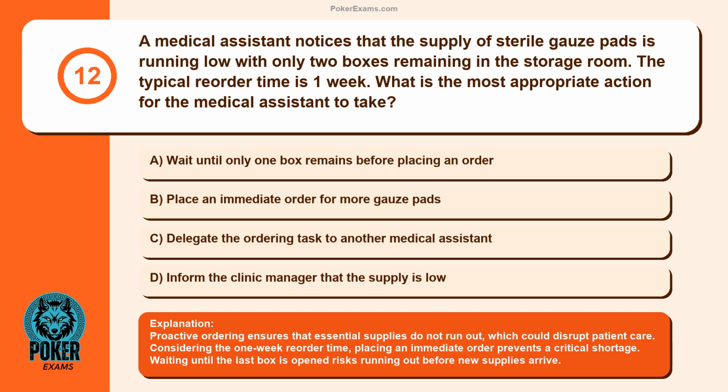Proactive ordering ensures that essential supplies do not run out, which could disrupt patient care. Considering the 1-week reorder time, placing an immediate order prevents a critical shortage. Waiting until the last box is opened risks running out before new supplies arrive.